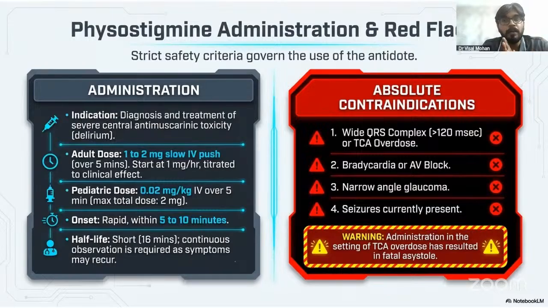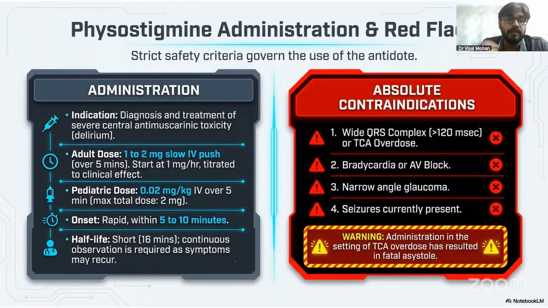Okay, where do you contraindicate physostigmine for patients? The first one is a wide QRS complex. The patient might have taken a TCA overdose as well. We need to get an ECG done. Okay, patients with bradycardia or an AV block. Patients with narrow angle glaucoma. Patients who have already had a history of seizure or are presenting with active seizures.